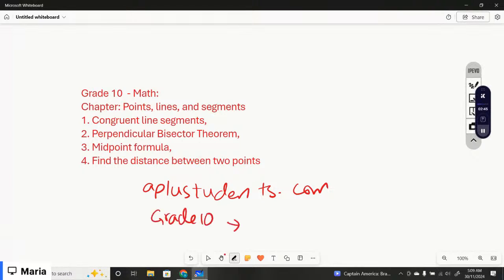We're going to start with the chapter points, lines, and segments. The lessons we're going to cover today are congruent line segments, perpendicular bisector theorem, midpoint formula, and find the distance between 2 points.